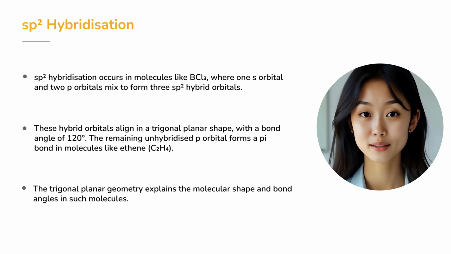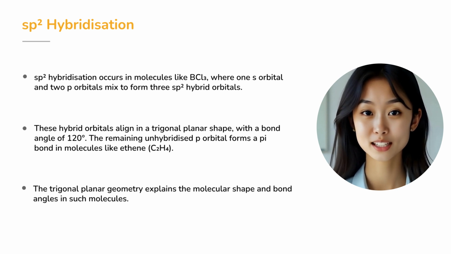As we'll see, the trigonal planar arrangement helps atoms to stay as far apart as possible, reducing repulsion and leading to stronger bonds. This is why molecules with sp² hybridization, like ethene, have the unique ability to form double bonds, which we'll discuss shortly.